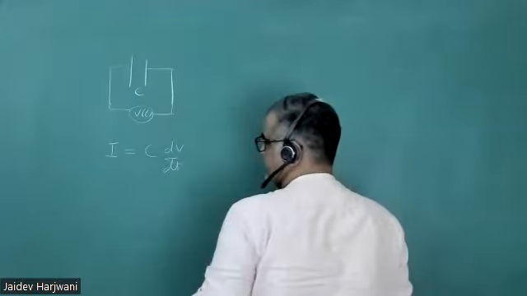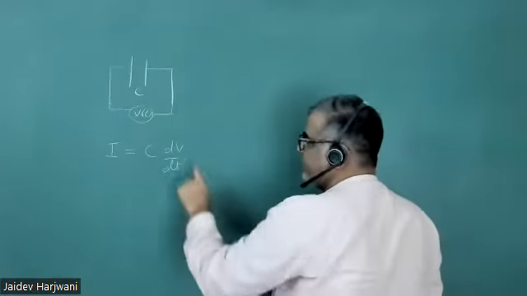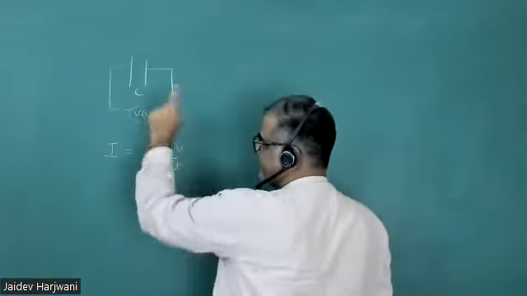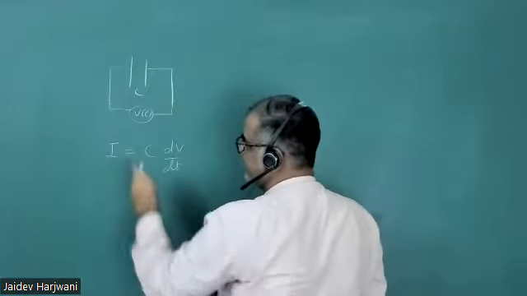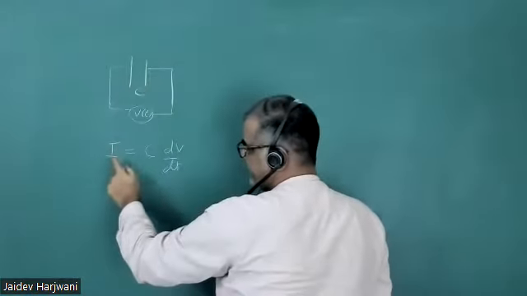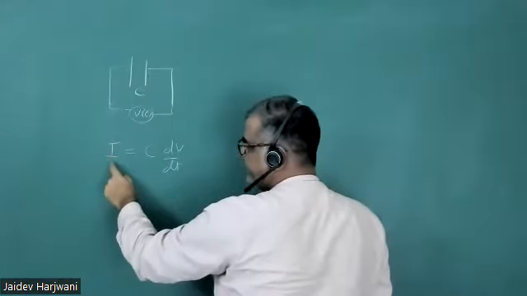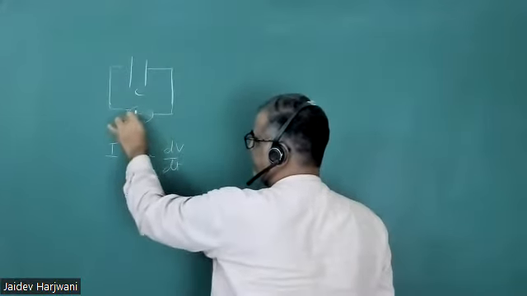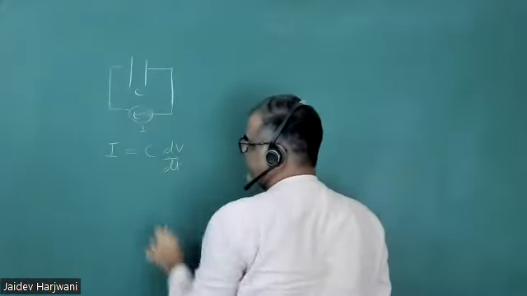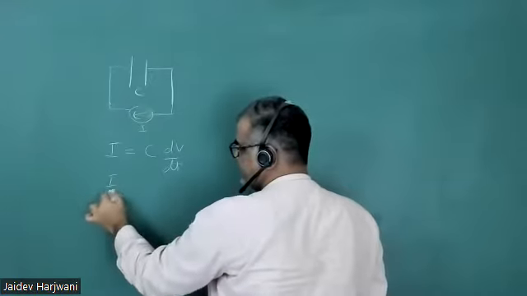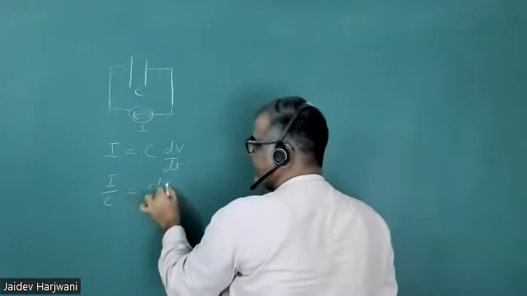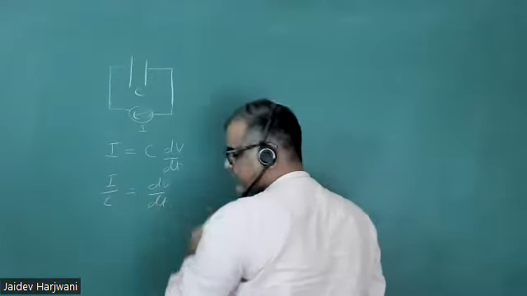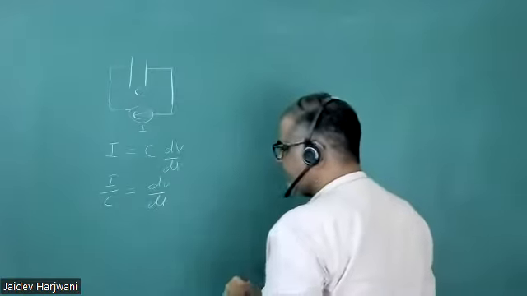So when I'm applying constant dV by dt here, there are two ways. One thing I can apply is current. Suppose I apply constant current I in the circuit, then what will happen? I is constant, C is constant, so automatically your dV by dt will become constant. And dV by dt is positive.